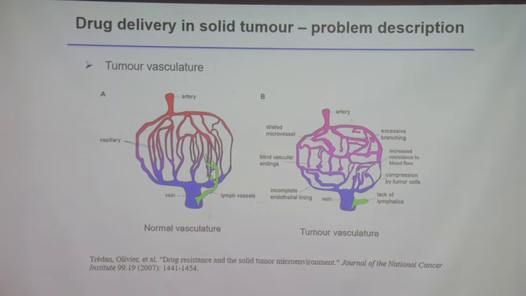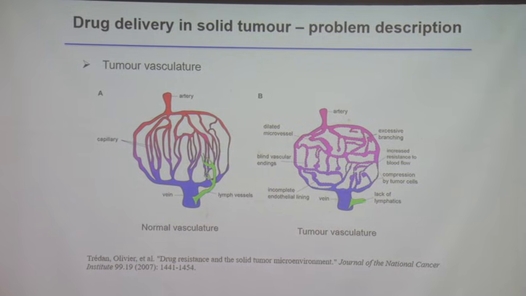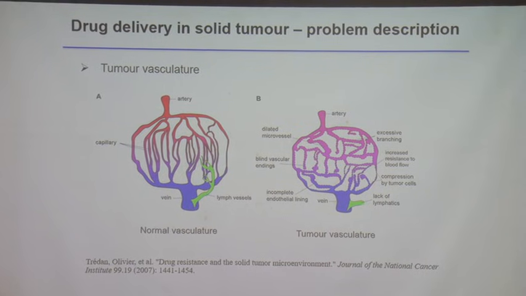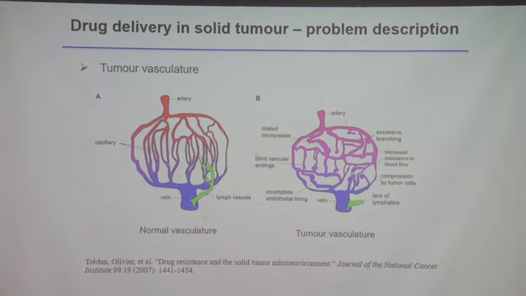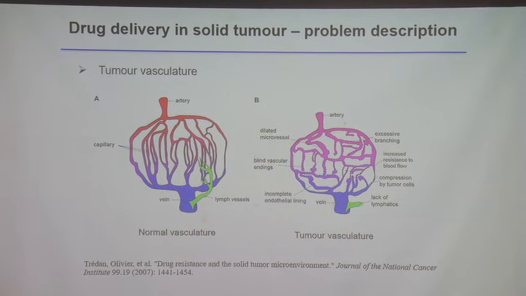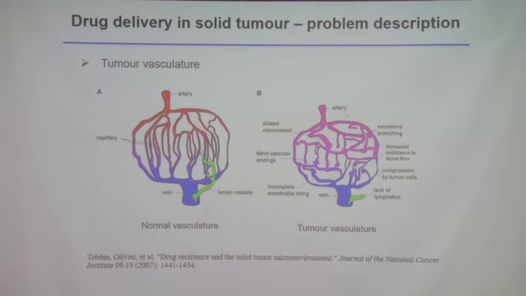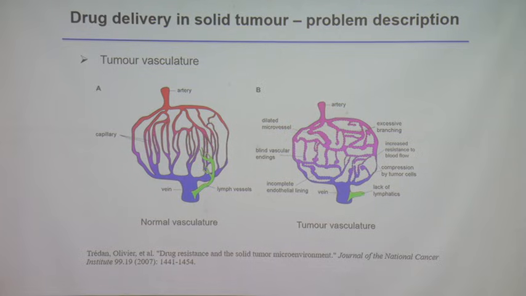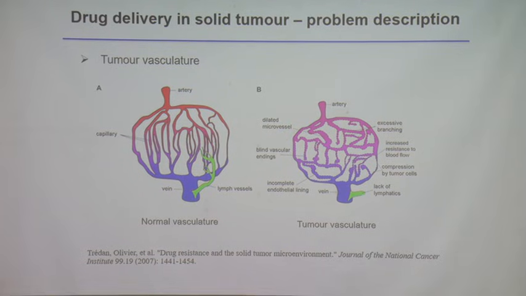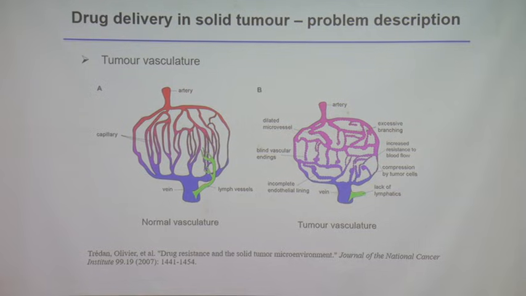The reason we're interested in the vasculature is because the chemotherapy drugs are usually delivered through intravenous infusion. So they come through the systemic circulation, and they need to be carried in the blood to reach the tumor site. There they get transported, diffused and convected through the capillary vessels into the tumor cells.